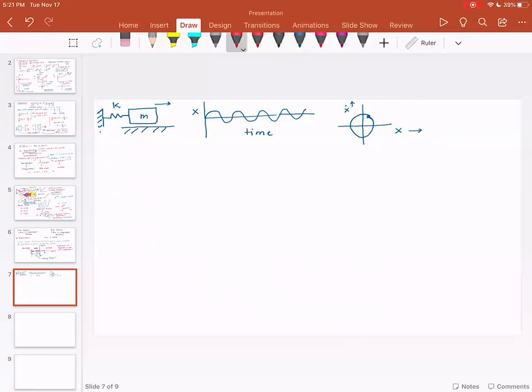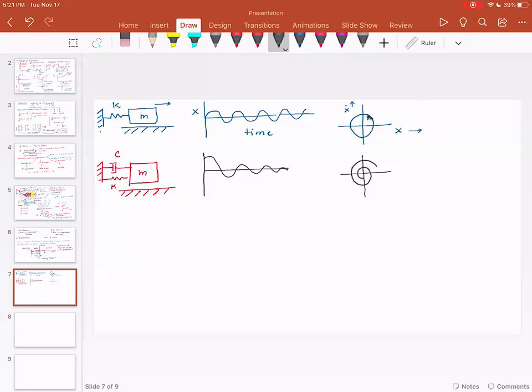Now, what I want you to think about is the same spring mass system, and I add a damper. In addition to the spring, I have a damper C. Because of this damper, as time goes on, the response will decay and become zero after some time. So in this case, you would notice that this will become like an inward spiral.